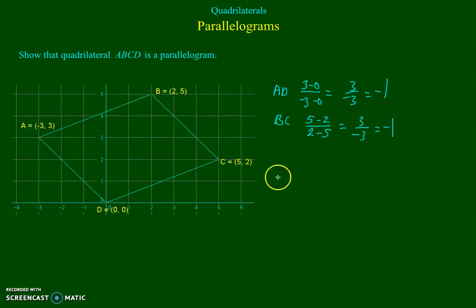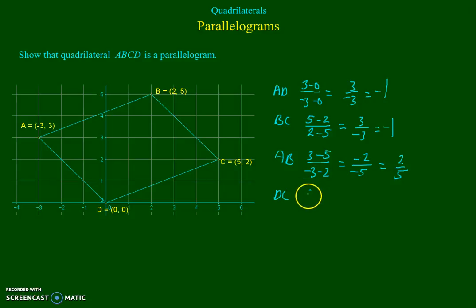Now let's do AB. Slope of AB, 3 minus 5 over negative 3 minus 2. 3 minus 5 is negative 2. Negative 3 minus 2 is negative 5. So this is 2/5. And now DC.